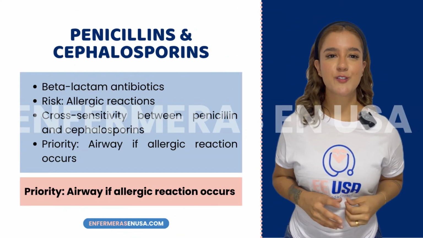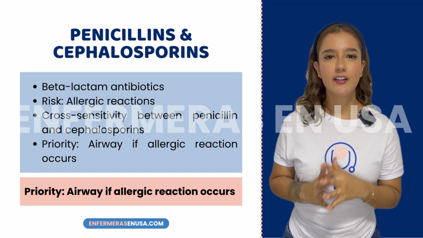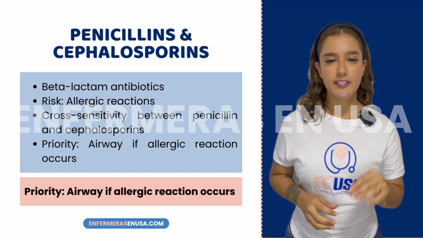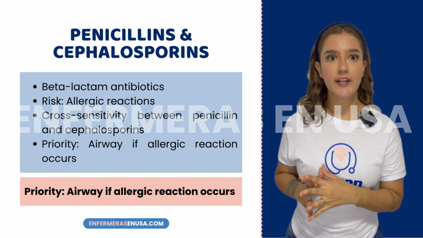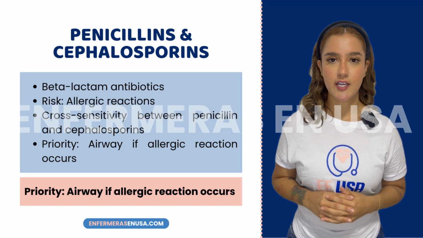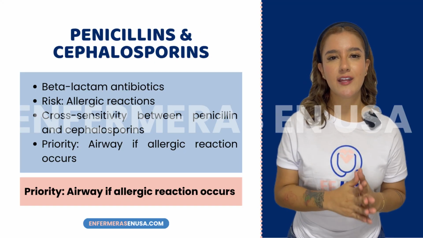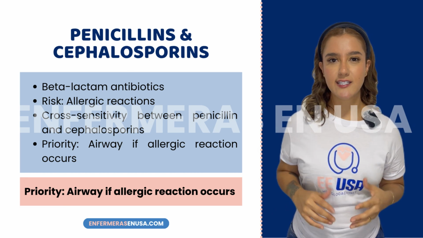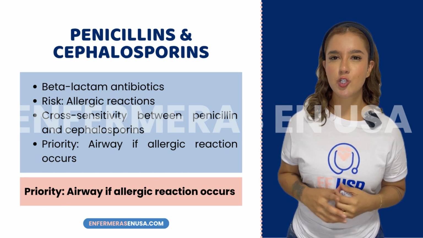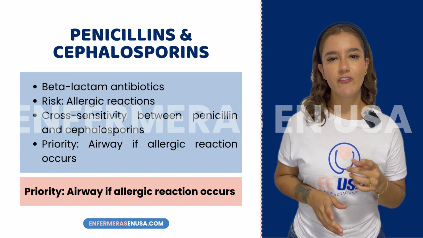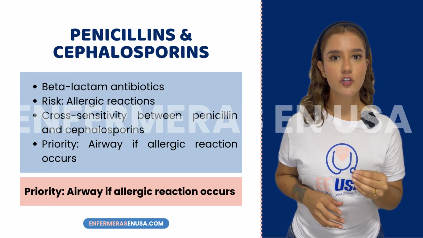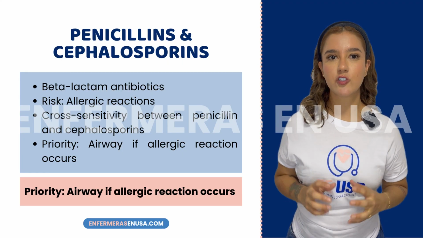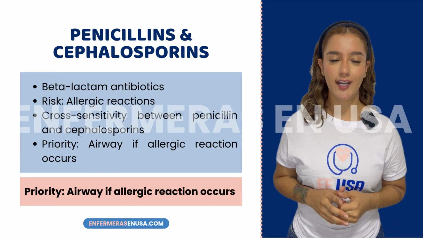Penicillins and cephalosporins. These are beta-lactam antibiotics. They are often tested because of the risks of allergic reactions. If a patient is allergic to penicillin, they may also react to cephalosporins. The NCLEX may ask, which patient should the nurse see first? If you see a patient developing shortness of breath or a rash after penicillin, that is your priority.